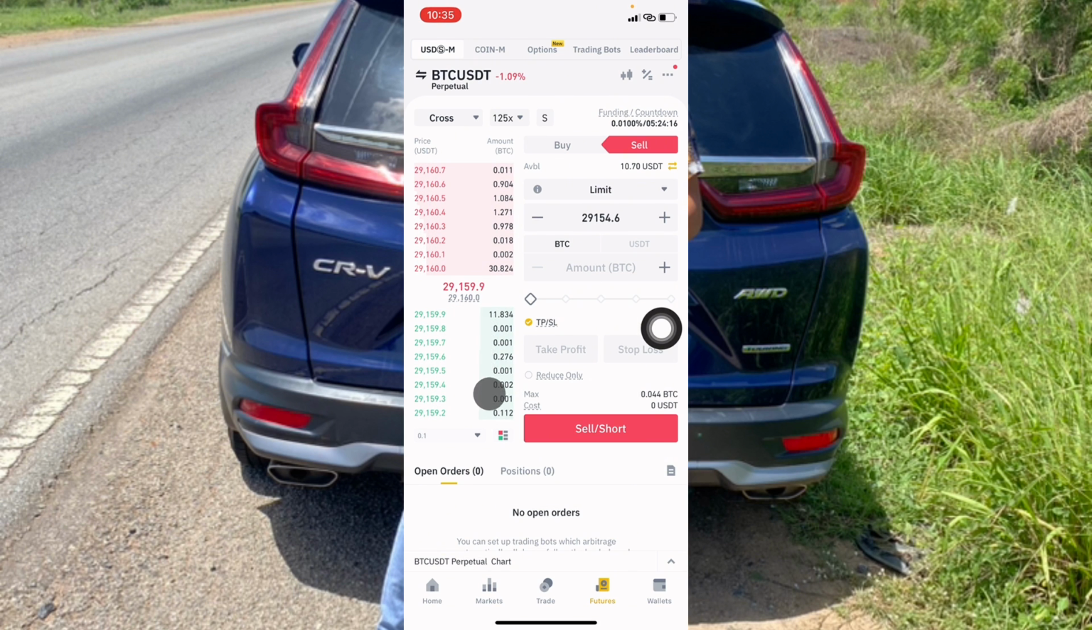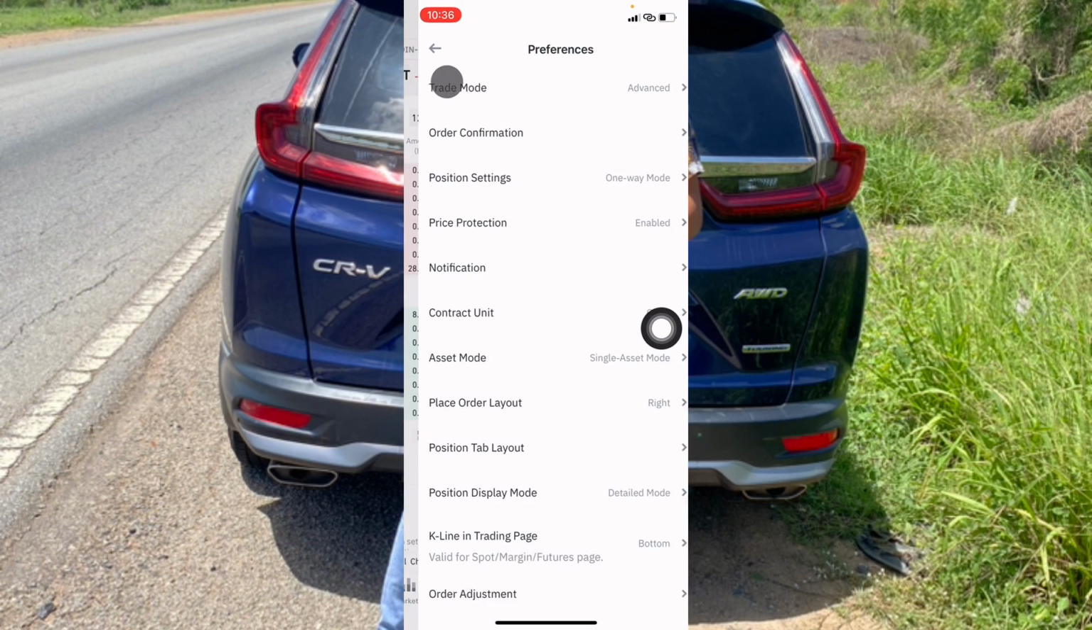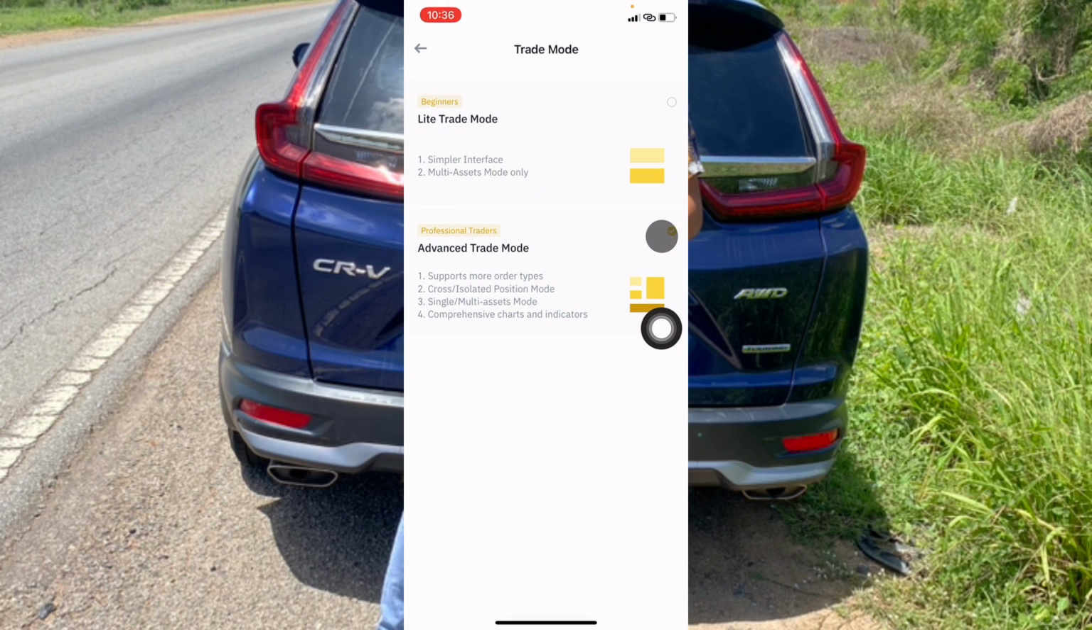So anytime in the market we have buyers and sellers, the sellers being the bear and the buyers being the bull. If we check at the right hand side too, we have the order box. The order box contains the buy and sell, because we are using one-way trading mode. So if I click on the right hand side three buttons, then go to preference, the trading mode, make sure you select advanced trading mode.